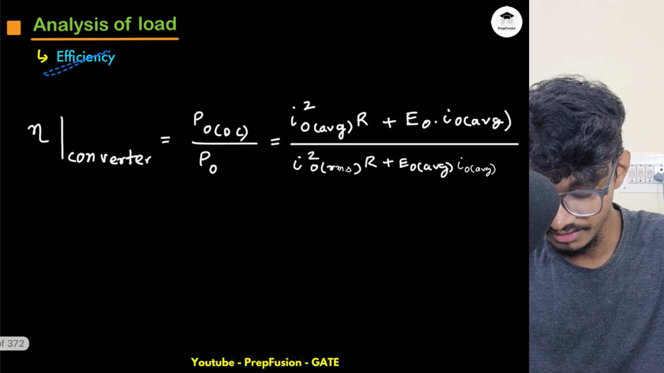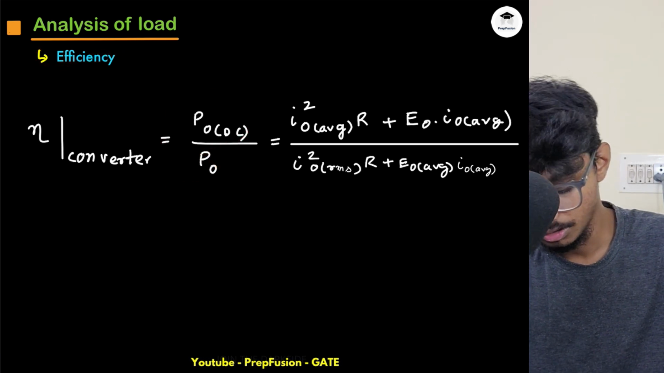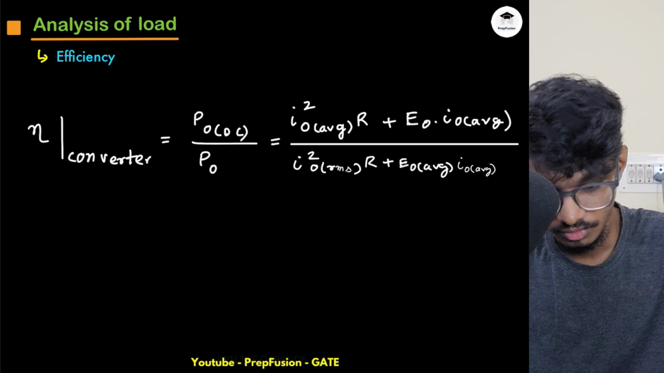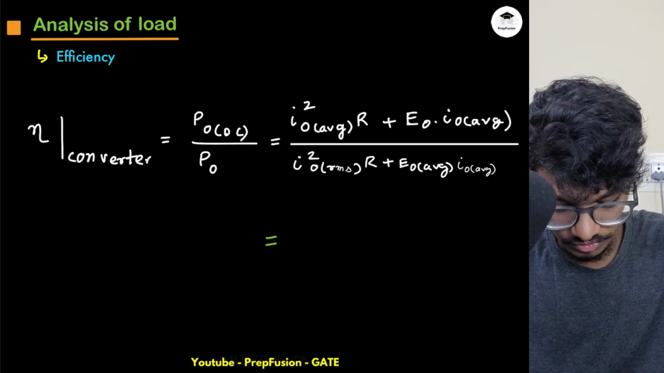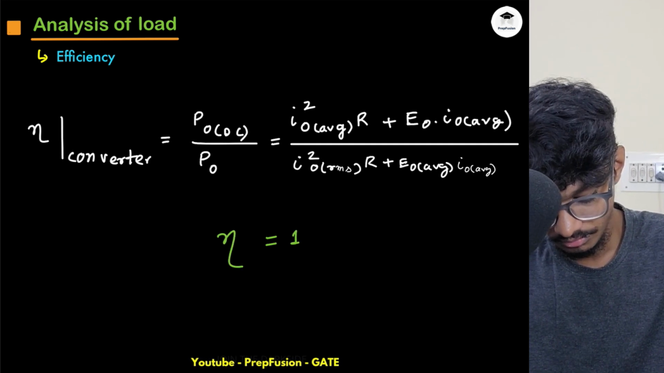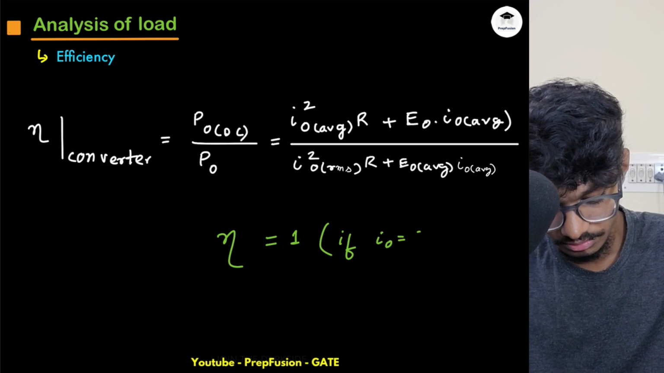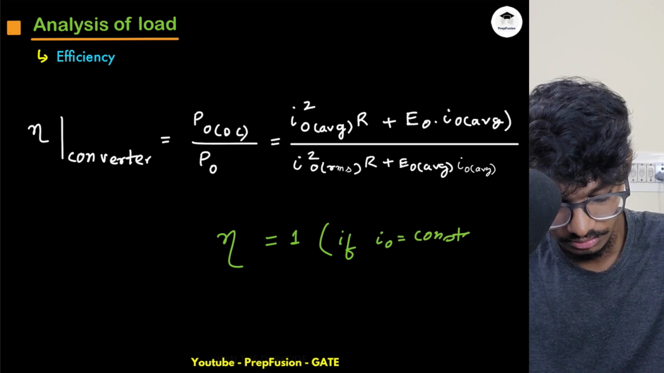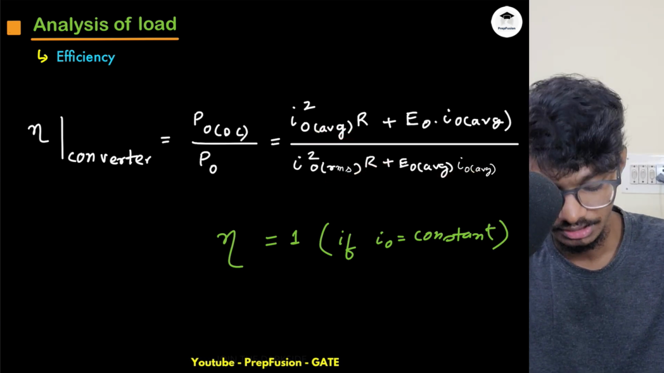So here the converter efficiency, if my load current is constant, will be PO DC upon PO. It will be simply equal to 1, if IO is constant, because IO average and IO RMS will be the same, so all this will cancel each other out.